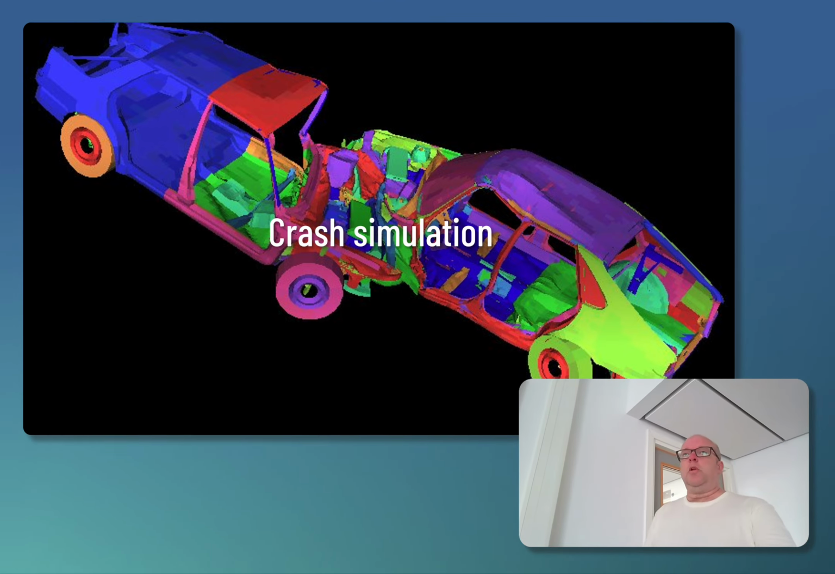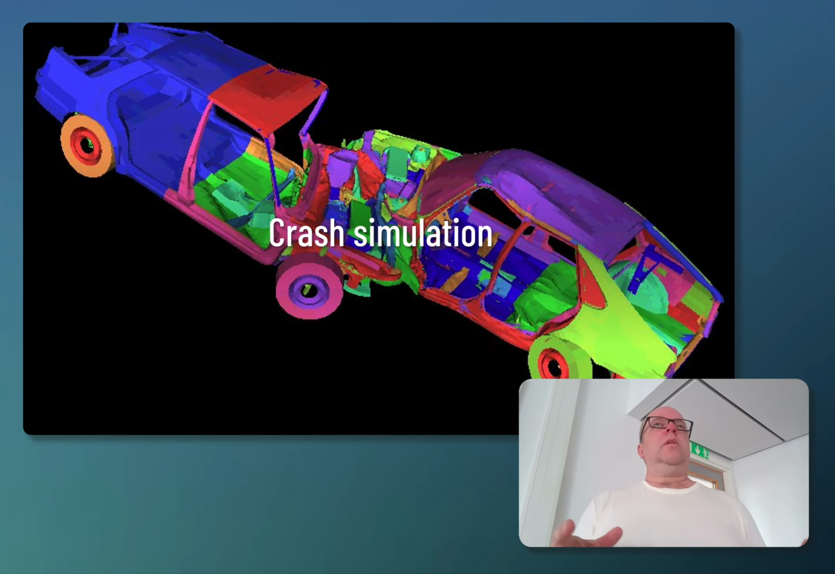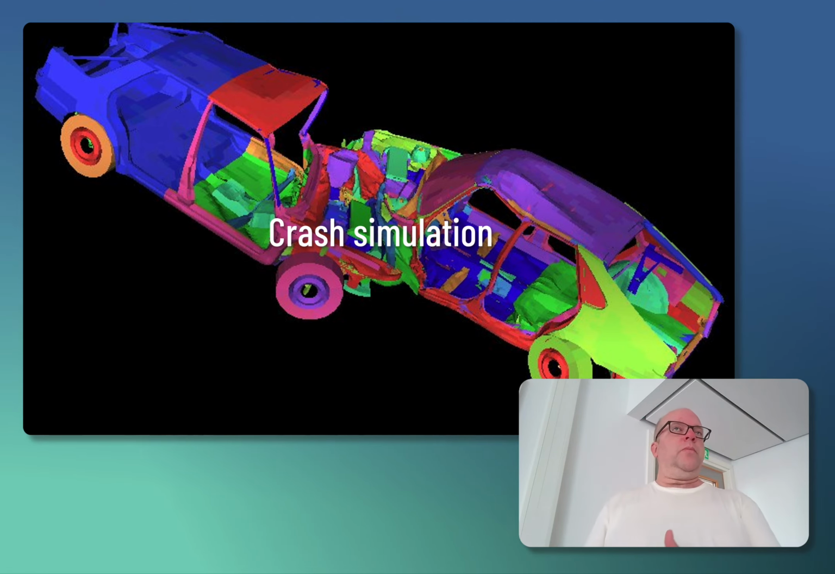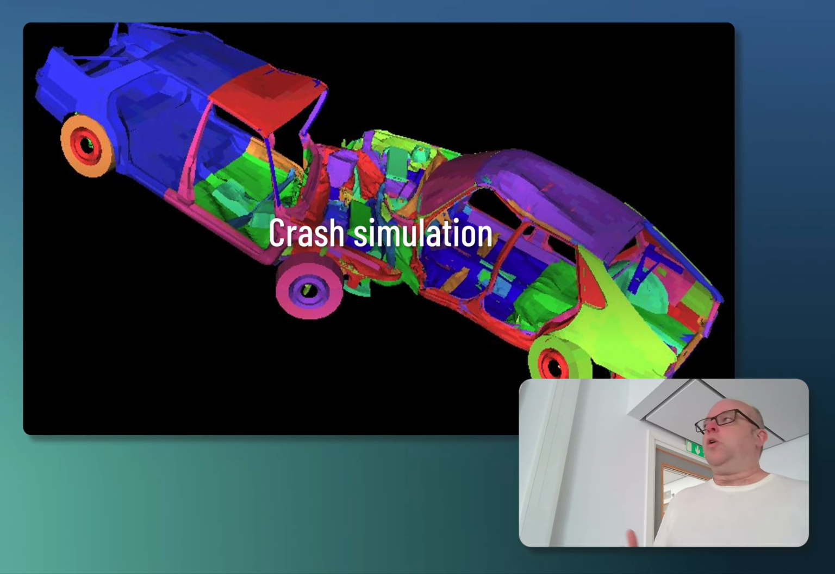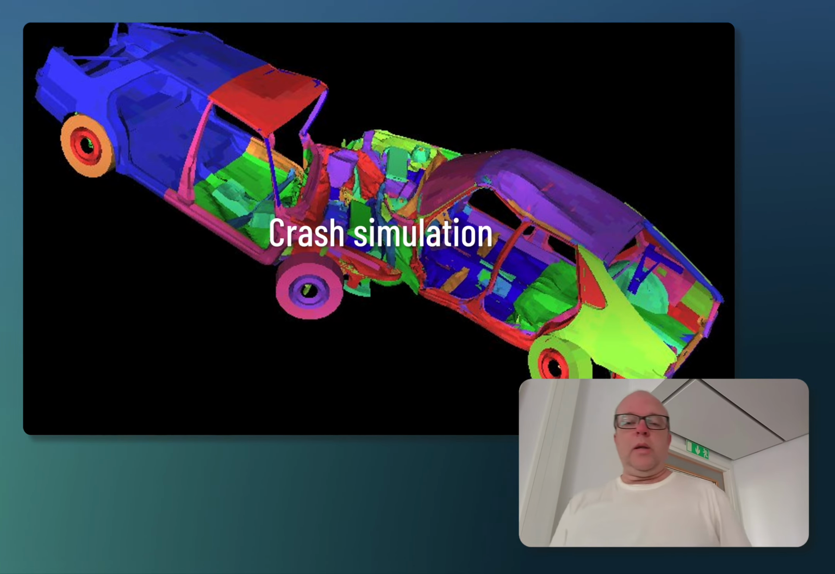An excellent example of that going wrong is the Mercedes A-Class. That was the first car that was completely simulated in a computer, but they didn't make enough real experiments, so the car was unstable. So you need to calibrate the simulations as well.